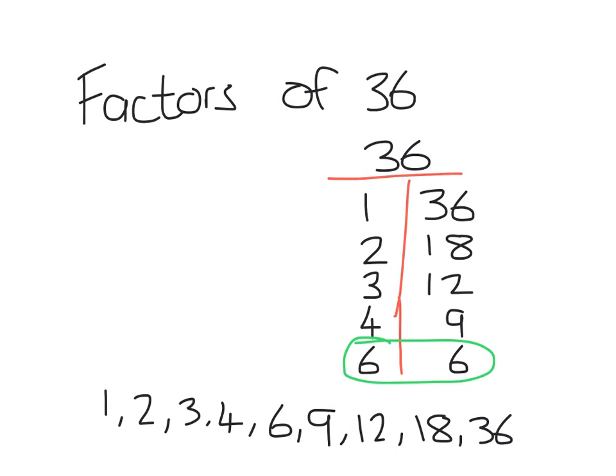So 36 is a special type of number. It is what we call a square number. Now any number that's a square number will always have an odd number of factors. Try and find some other square numbers and find the factors and check if there's an odd number of them.